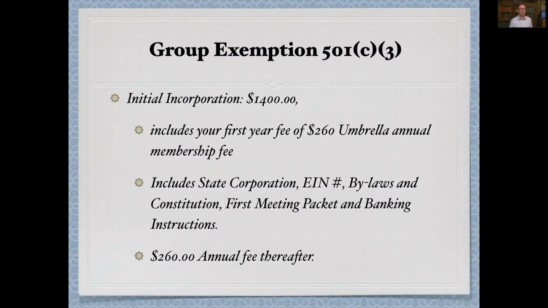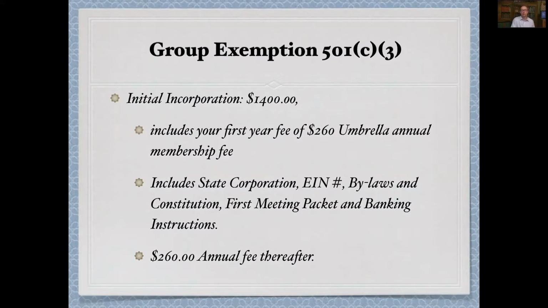you are in operation. Now that $1,400 includes your first year of $260 membership fee. So every year following your first year, you're only paying $260, second year, third year, fourth year, as long as you're in Ministry Launch. Some of our members, for 40 something years, just continue to pay the same $260 to maintain membership and keep their group exemption 501c3 status in date.